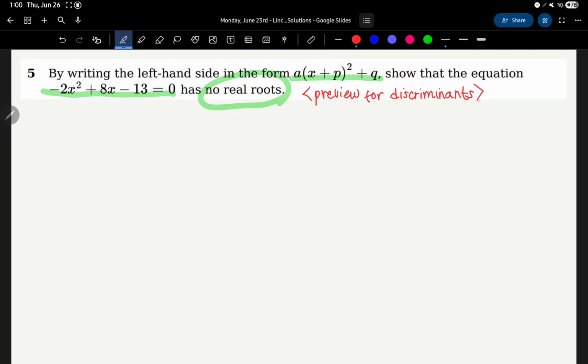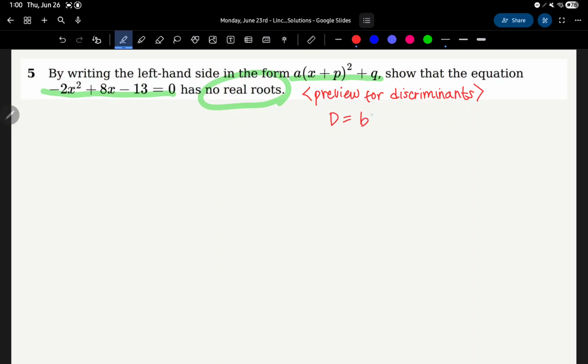Yeah, so we learned this actually today in class. So let's go over what it means. The discriminant is essentially a part of the quadratic formula that allows us to determine how many roots there are in a quadratic equation, right?